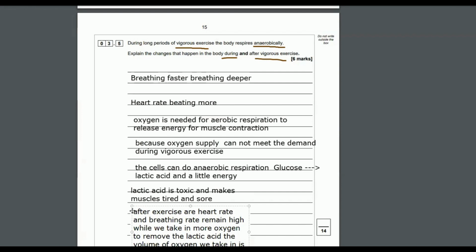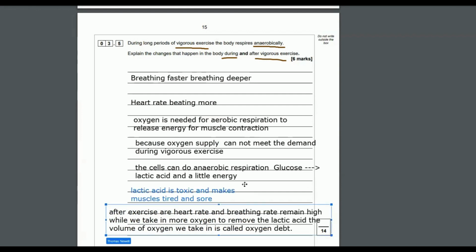So this one is a little bit strange, but you've probably noticed when you stop running, you still breathe hard. Now, why would you still breathe hard? You've just finished running for a bus. Why are you still going? You shouldn't be breathing hard because you're no longer moving your muscles. And if you're no longer moving your muscles, you no longer need to do aerobic respiration to release energy to contract those muscles.